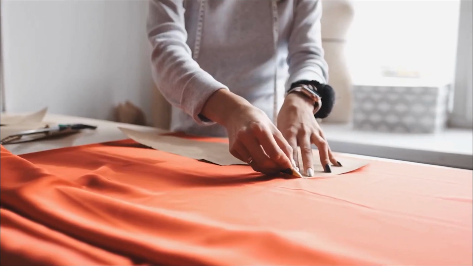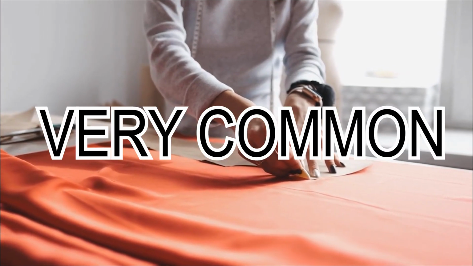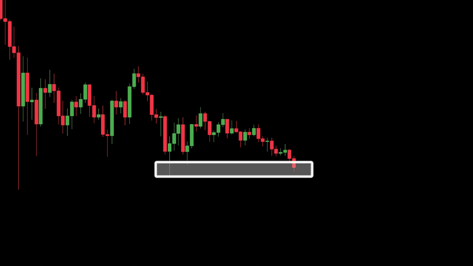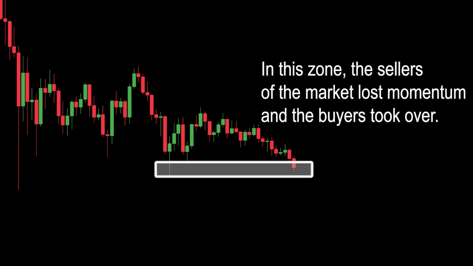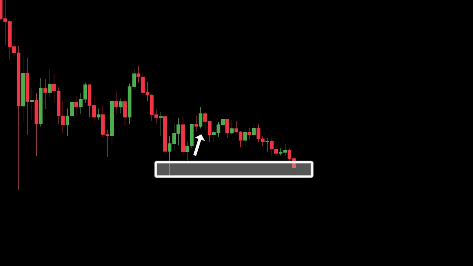The second pattern we're going to look at is also a very common pattern that we see almost every time. The double bottom. The double bottom pattern is created when the price takes support at one point and the price comes back down to the same point. This is called the demand zone. In this zone, the sellers of the market lost momentum and the buyers took over. So the price jumped back up after hitting this zone.